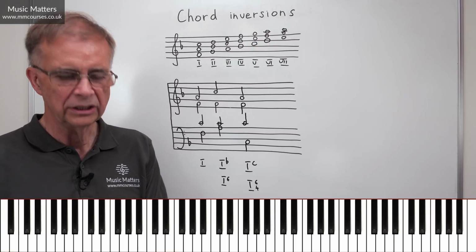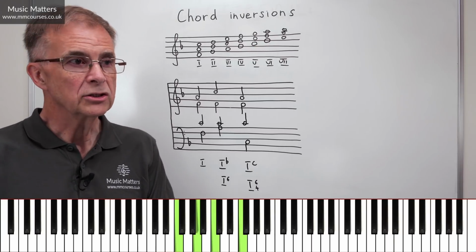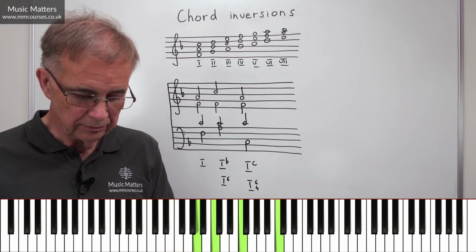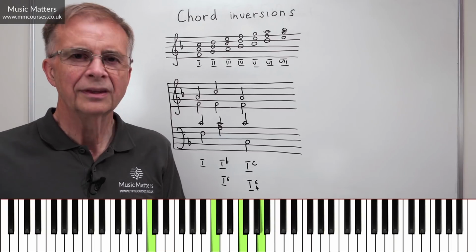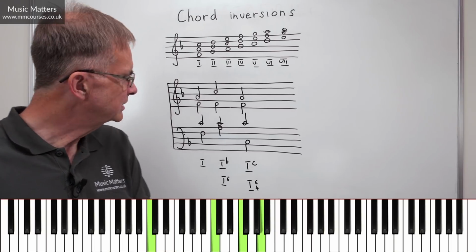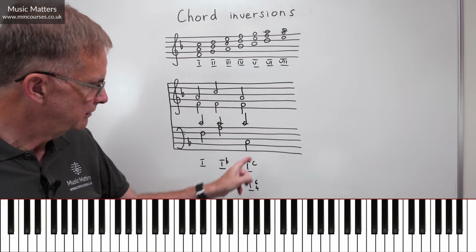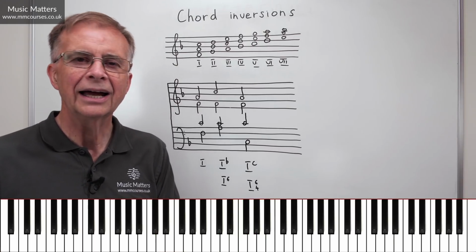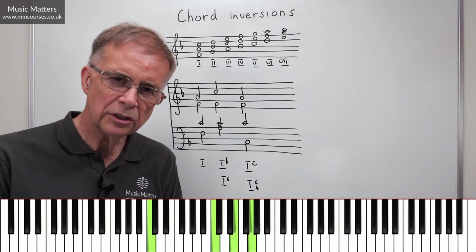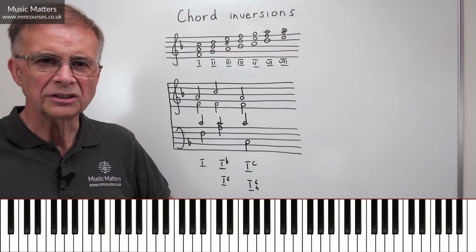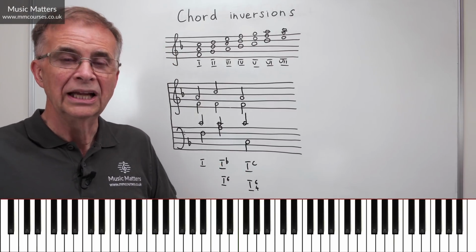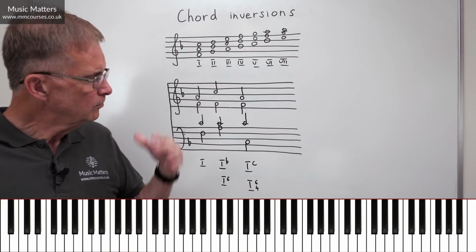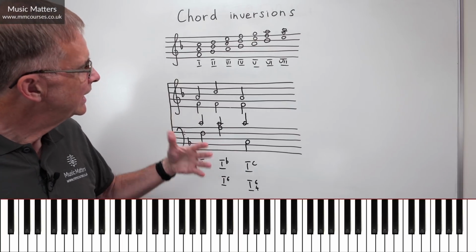If I put chord 1 in root position, it sounds quite happy on its own. If I put it in first inversion, it sounds quite happy on its own. If I put it in second inversion, it doesn't sound quite complete. It always wants to go somewhere. Do you feel that that chord wants to resolve somewhere? So second inversions don't feel quite complete on their own, whereas root positions and first inversions do feel pretty complete on their own. So really the idea of inversions is to create variety.